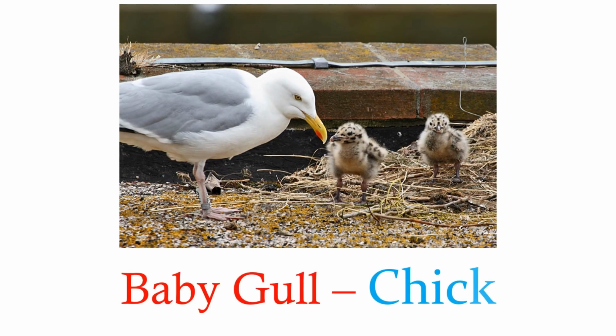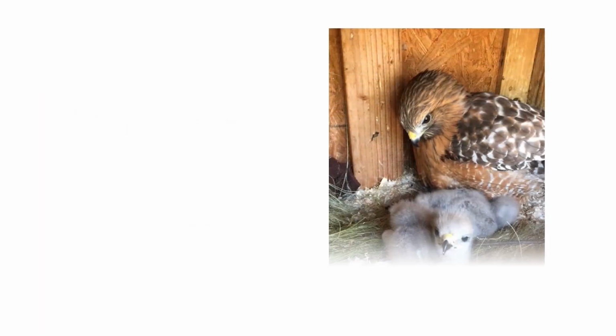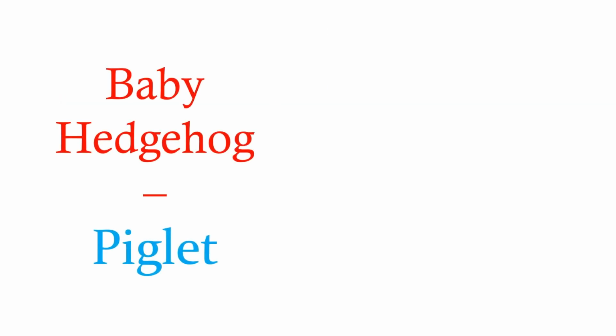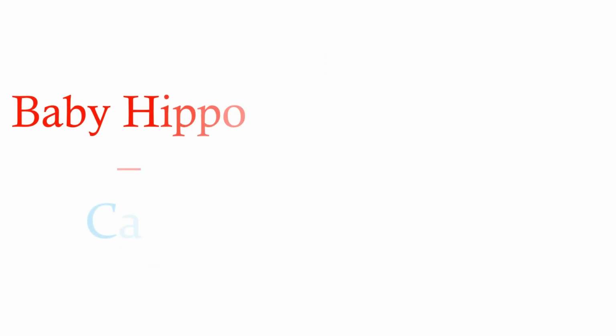Baby gull is chick. Baby hamster is pup. Baby hawk is eyas. Baby of hedgehog is piglet. Baby of hippo is calf.